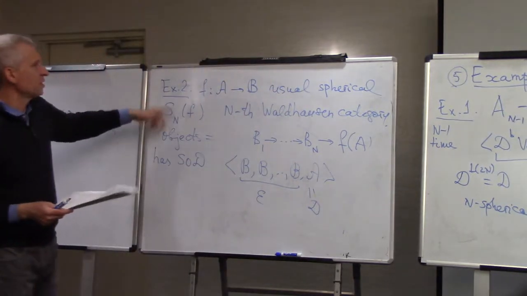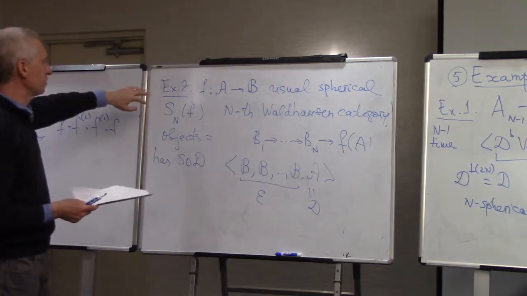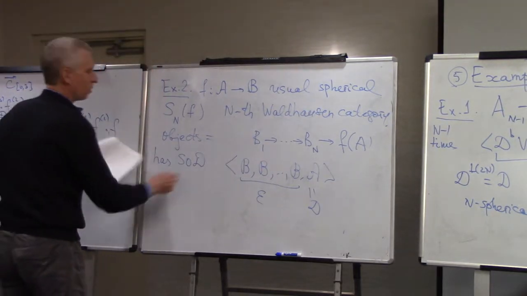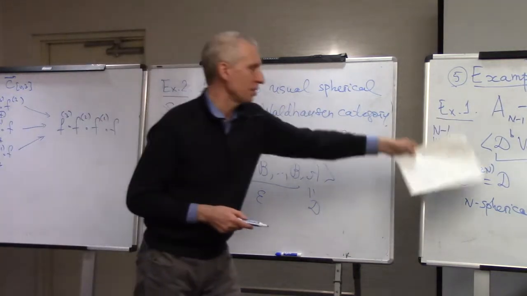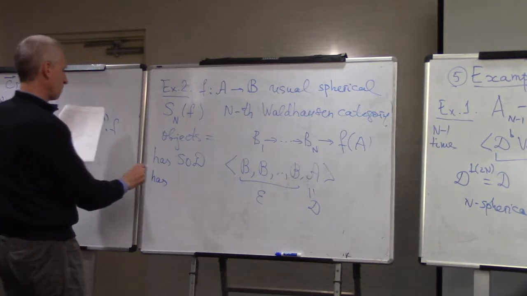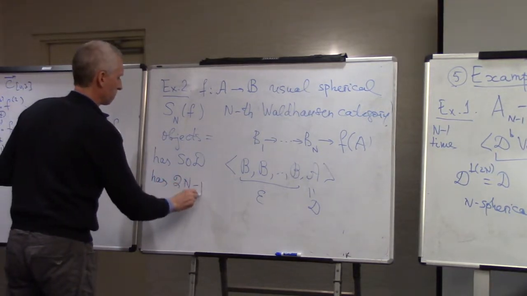Of course this can be done for any functor, but if f is spherical, then this is periodic, so it has n-periodic orthogonals, and there are similar functors there which are n-spherical, which have n-periodic orthogonals.